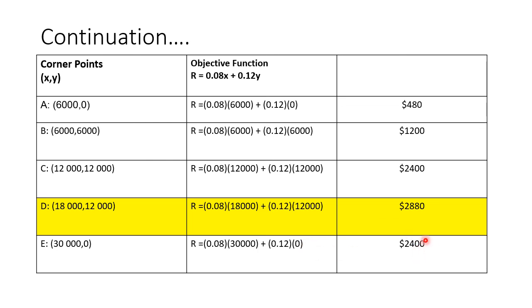It gives us 2,400. Now from this table, we have to figure out the maximum return. Remember that as a broker, we need to recommend a point to the couple that maximizes the return. So we are going to find the highest return figure, which I've highlighted in yellow, at point D, where we have x at 18,000 and y at 12,000. That gives us 2,880. This is the point where the couple can maximize their return.